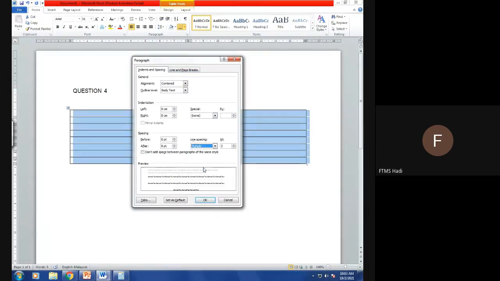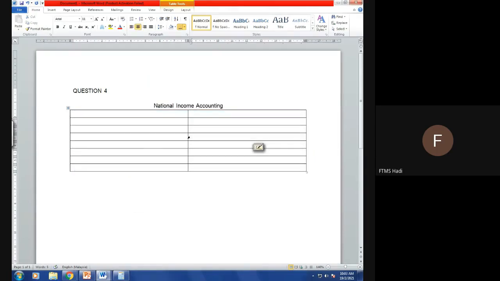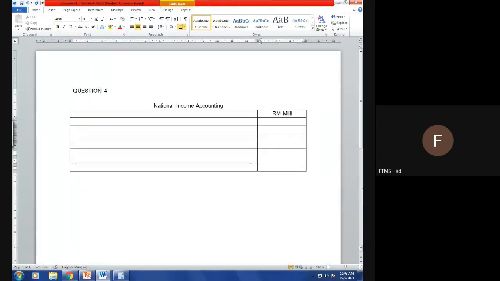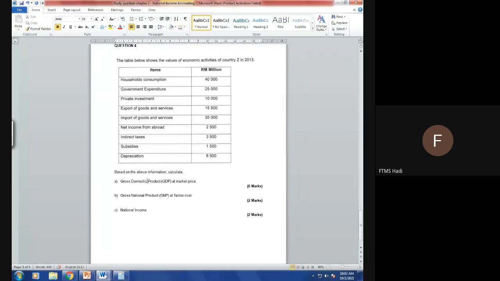This one is RM, in million, right? RM million. Okay, first thing first, remember GDP at market price. I already gave you the format here to calculate GDP at market price.